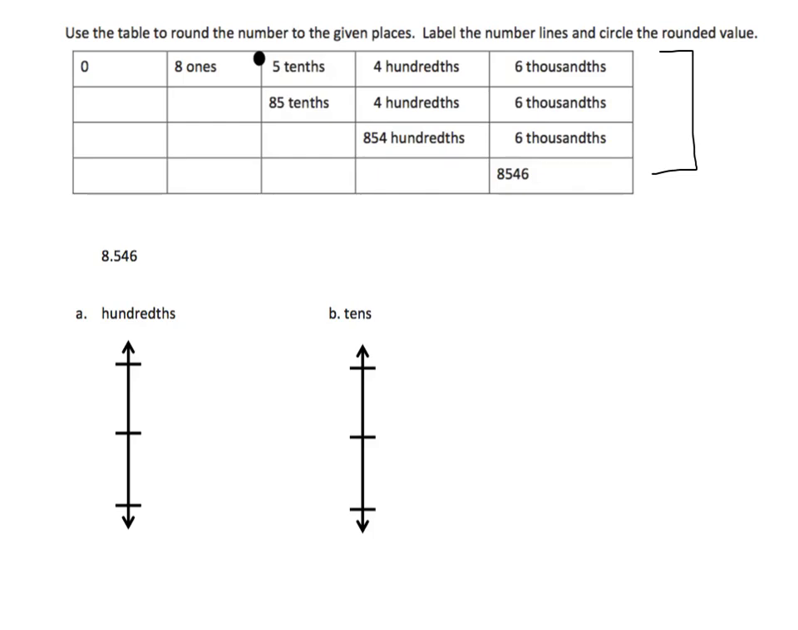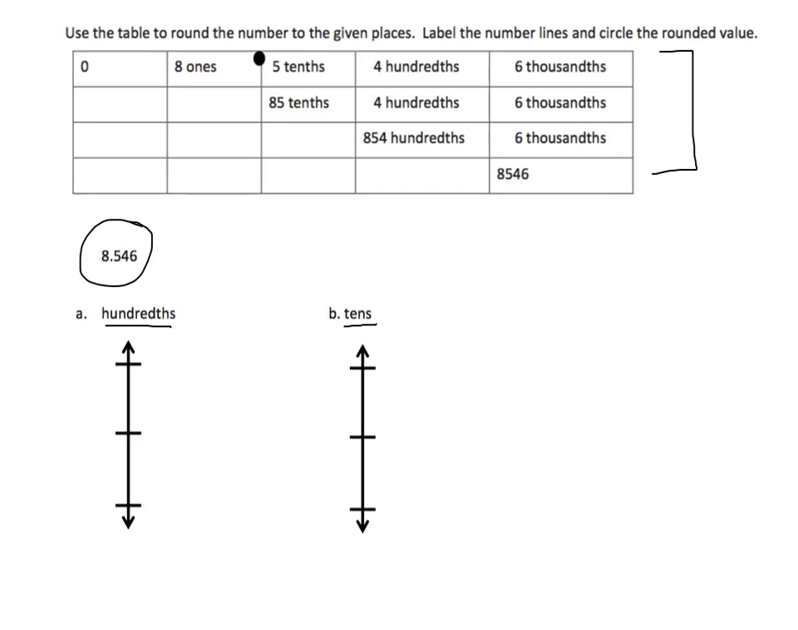The number that we're going to use is 8 and 546 thousandths. They want us to round it to the hundredths and the tens place. The first thing you need to do when using a vertical number line is find out what the number would be if it were to stay the same.